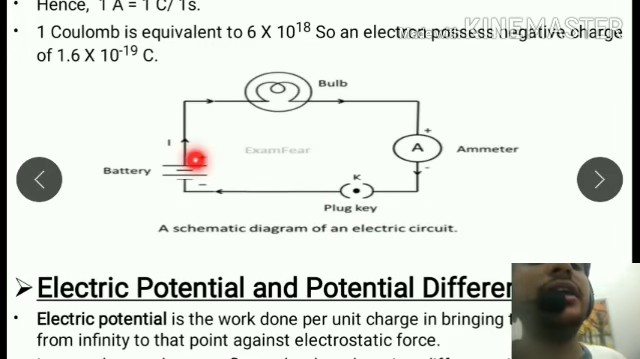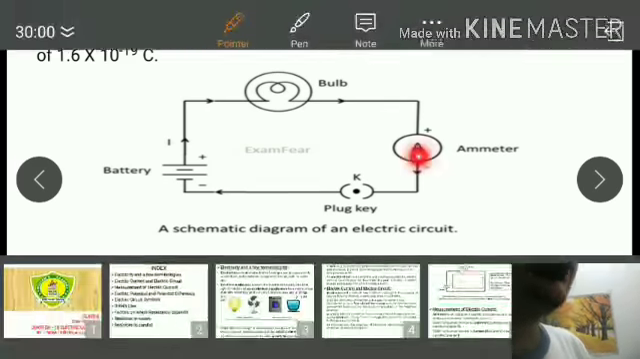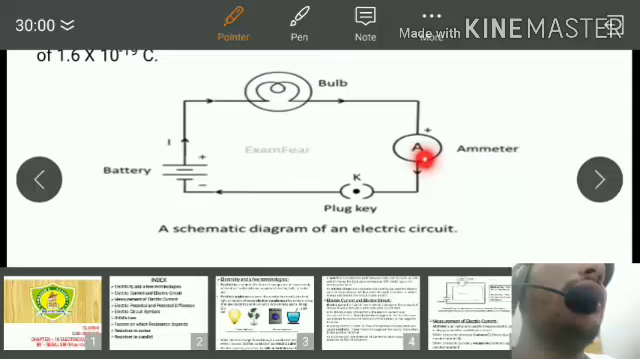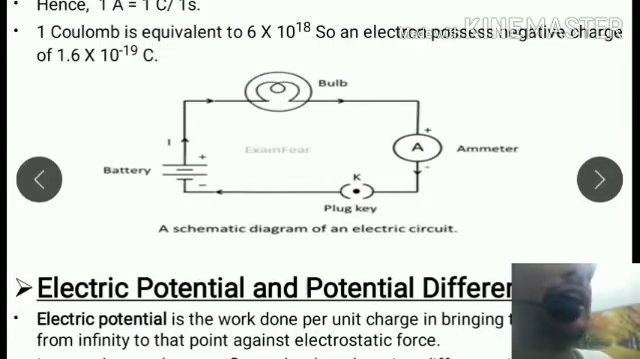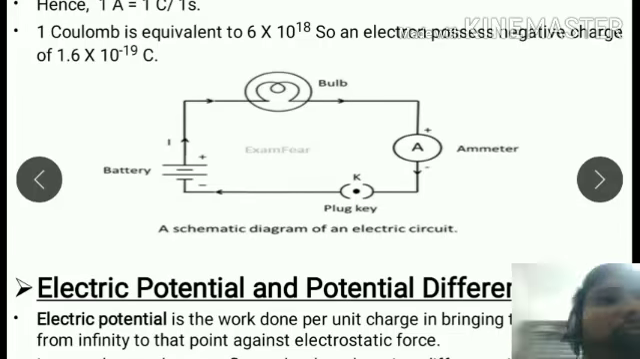You can see a battery. This is the positive terminal, and this is the negative terminal. When the current flows from plus to minus through the bulb, the bulb glows. That is the ammeter. The ammeter measures the amount of current flowing in the circuit. And that is a key, which means you can switch. By the switch we can turn the circuit on or off.